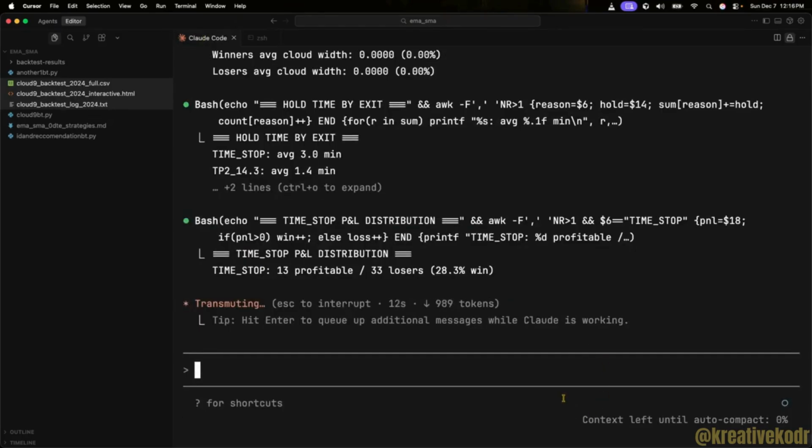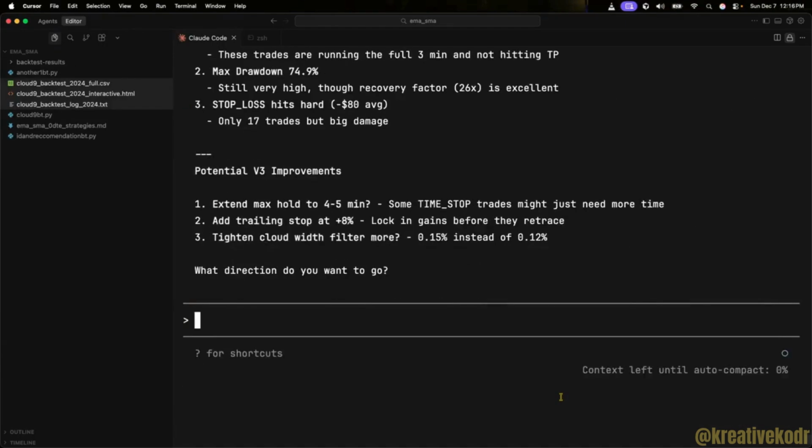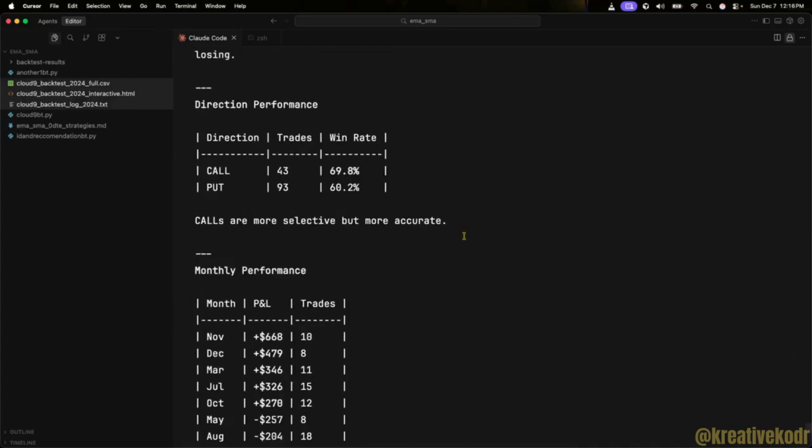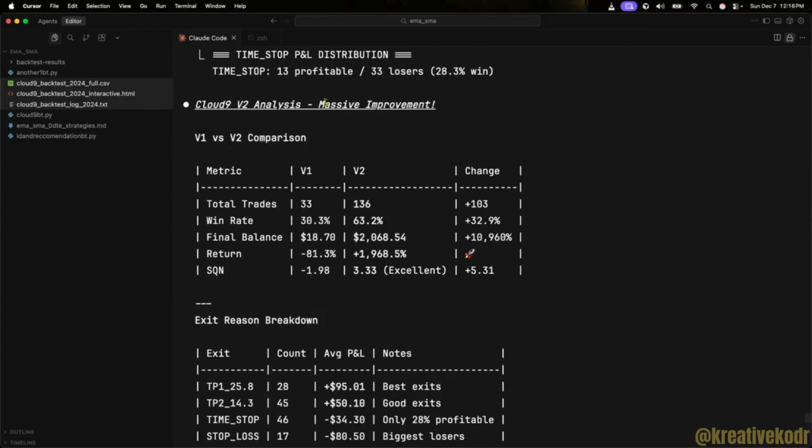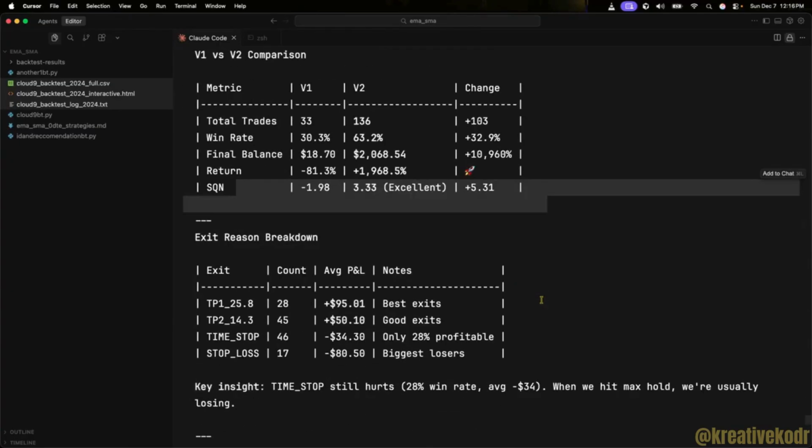So I love what we've done, and I think we can make it a little bit better. So I'm going to do one more tweak, right? And then after this last adjustment, we're going to call the video. Okay, hold on. Massive improvement. Win rate damn near doubled, right? Final balance almost 10,000% better. Return skyrocketed. The system quality is Gucci, right?